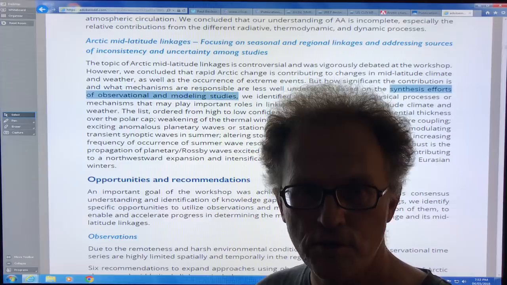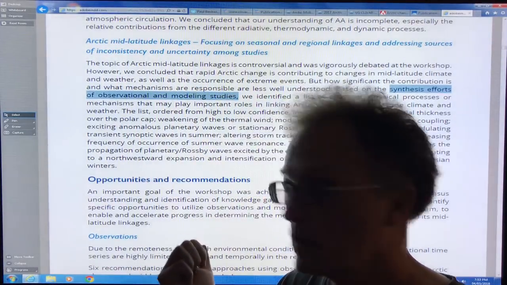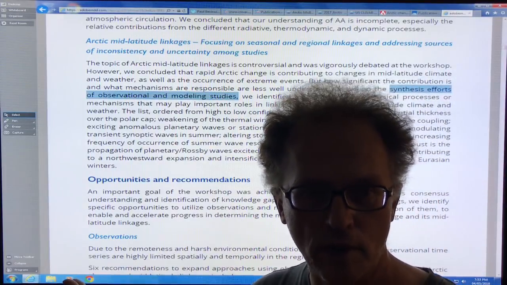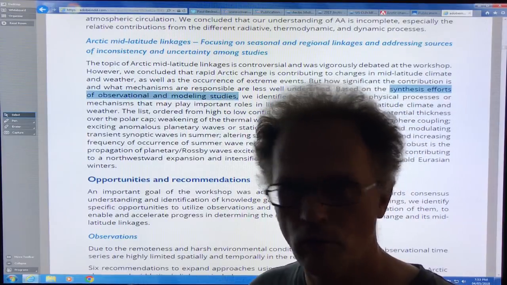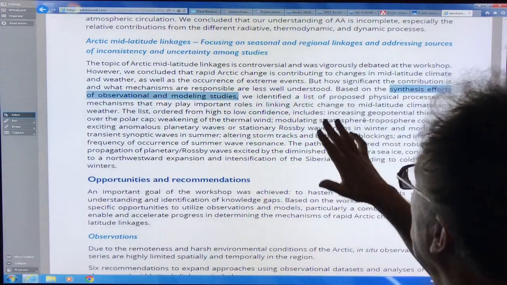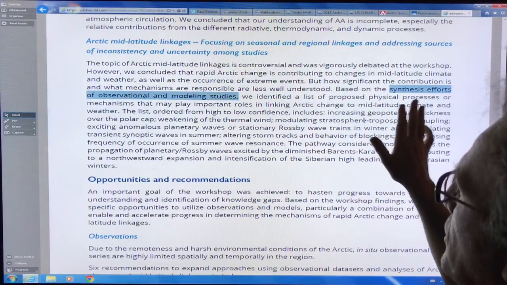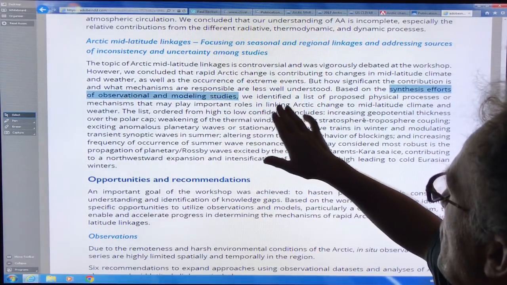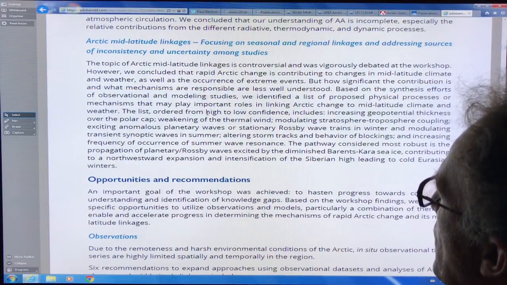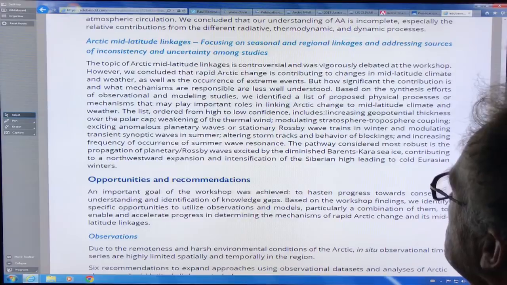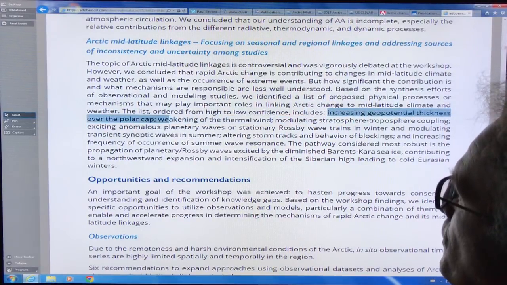So for a proper intro, to see what I'm really talking about, I'm talking about the warming Arctic and the linkages to extreme weather events at mid-latitudes in the Northern Hemisphere. Okay, so there's a list of proposed physical processes that may play important roles in linking Arctic change to mid-latitude climate. The list is from high to low confidence. First, increasing geopotential thickness over the polar cap.